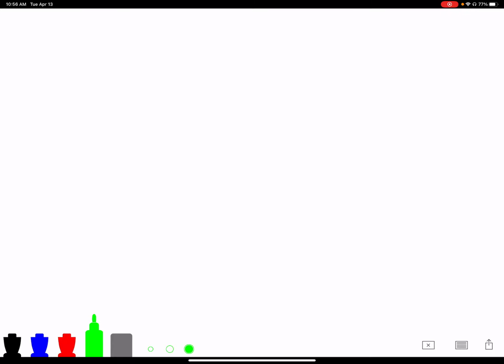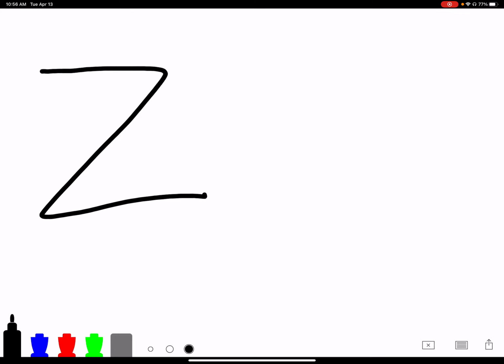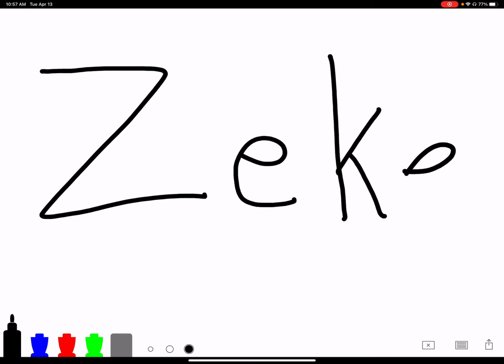Our next word is Zeke. Zeke. We have a student named Zeke. Hi, Zeke. Zeke. Now, what letter in the alphabet makes the z sound? Z. Eek. Z, eek. Zeke.